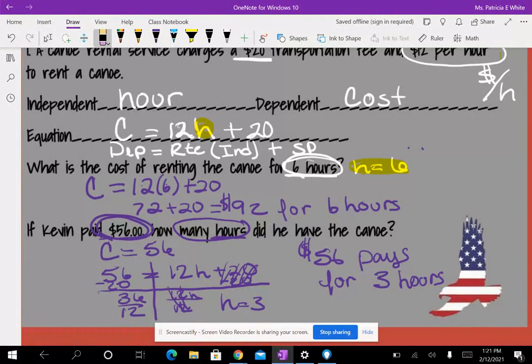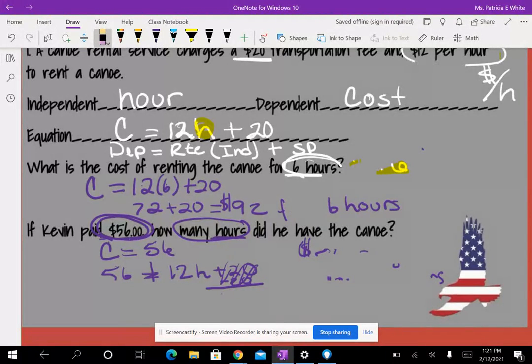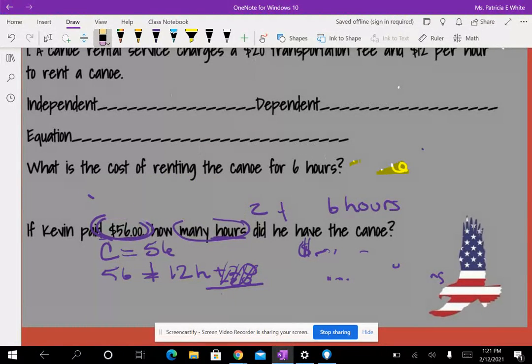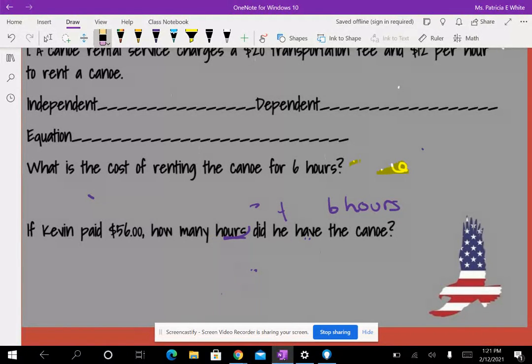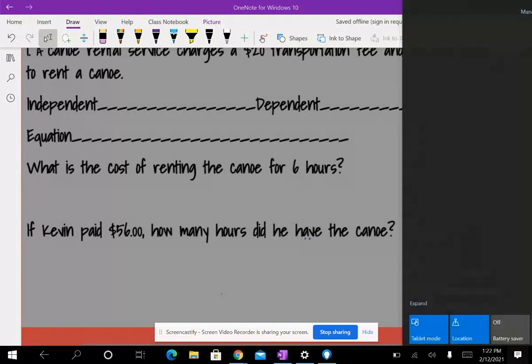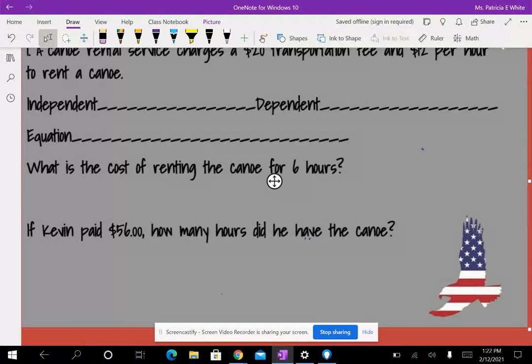Gotta erase this. Remember, you will have a test on this Thursday, because we definitely need a major grade in this Thursday. It will end our third week of this 9 weeks. So we need to make sure.